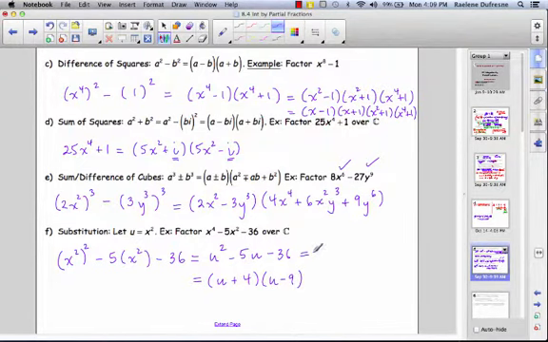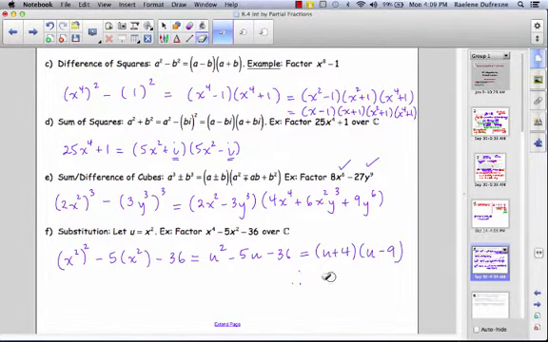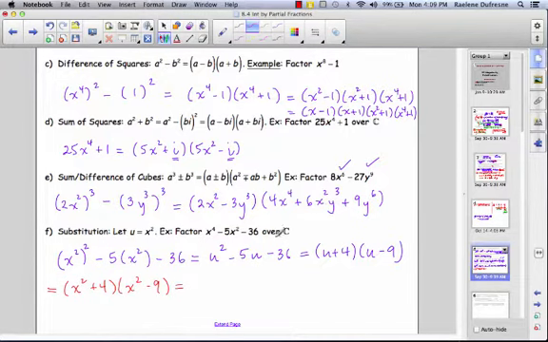I think I'll put that up here. And then we can back substitute in terms of x. So (x squared plus 4) times (x squared minus 9), and we can continue to factor over the complex number system. So we have a sum of squares: (x plus 2i) times (x minus 2i) times (x plus 3) times (x minus 3).